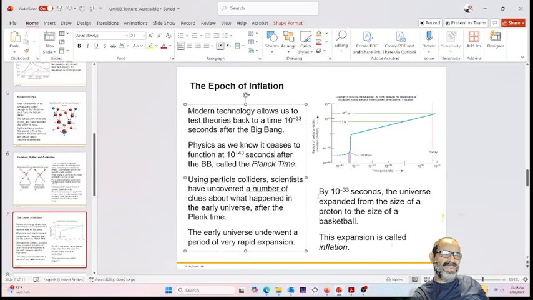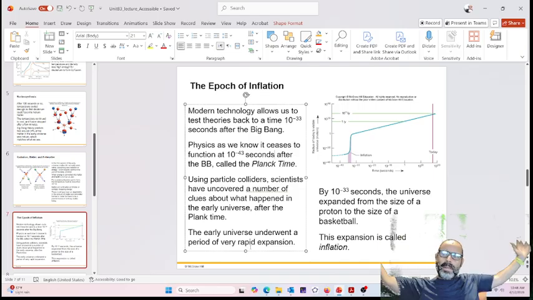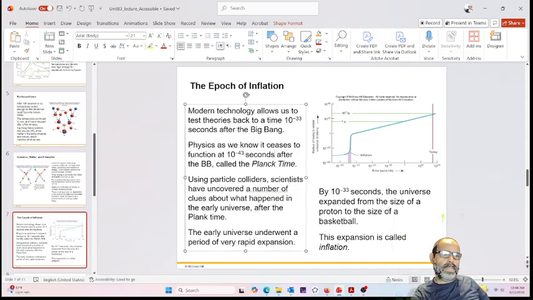And then at 10 to the negative 33 seconds, we have the expansion that happened, and that expansion was an inflation. So the size of the universe would grow from the size of a proton to the size of a basketball. It's really something big. A proton is 10 to the negative 15 meters, and a basketball is a few centimeters, so you go from 10 to the negative 15 up to 10 to the negative 1. That's a factor of 10 to the power 14. Explosion, really.